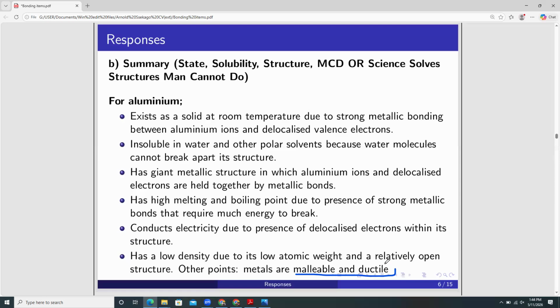Let me first explain this. Metals are malleable and ductile. What does this mean? Malleability relates to the ability of hammering a metal into thin sheets.